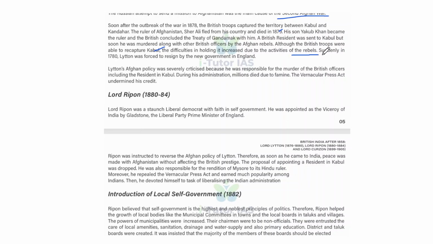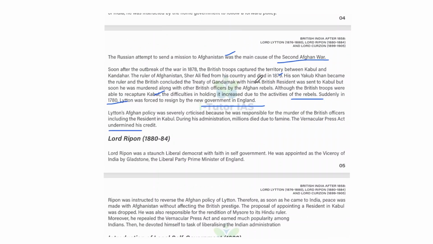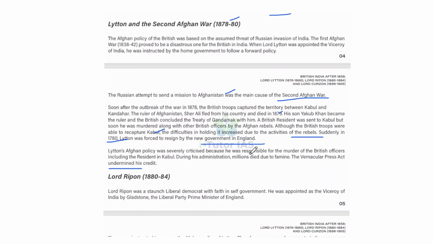the activities of the rebels, and suddenly in 1880, Lytton was forced to resign by the new government in England. Lytton's Afghan policy was severely criticized because he was held responsible for the murder of the British officers, including the resident in Kabul. During his administration, millions died due to famine, and the Vernacular Press Act undermined his credit. Okay, so this is Lytton and the Second Afghan War.